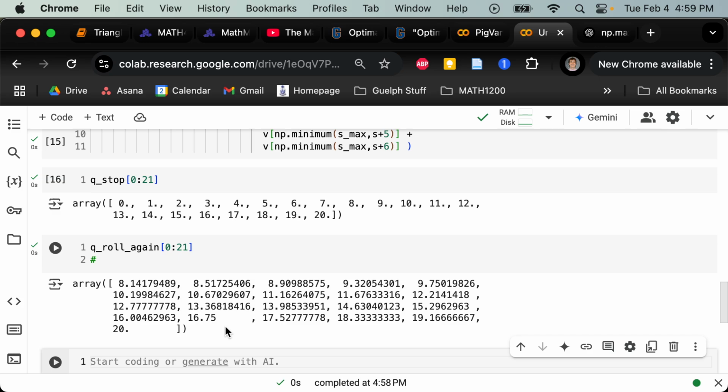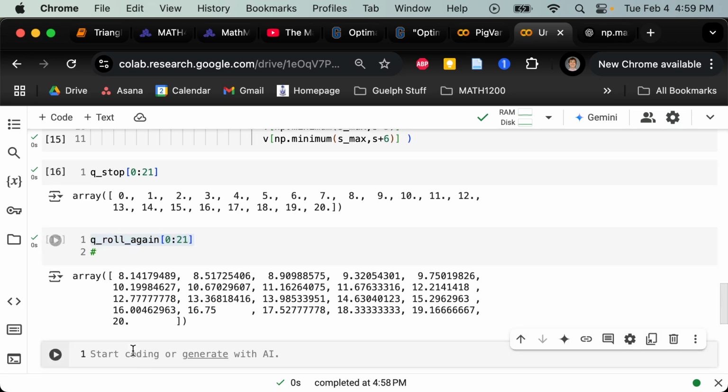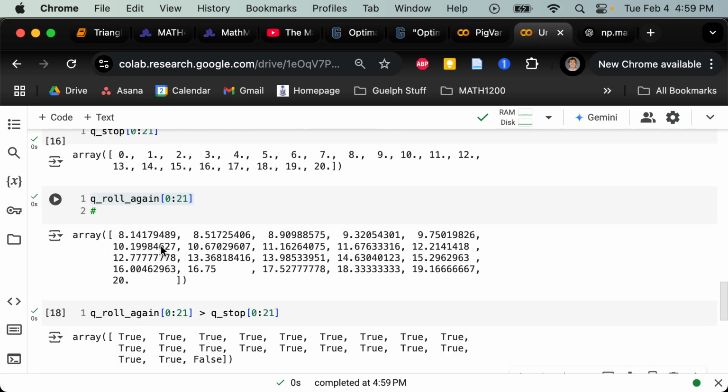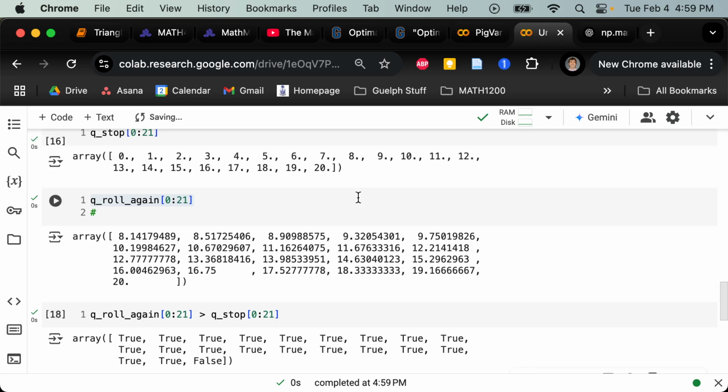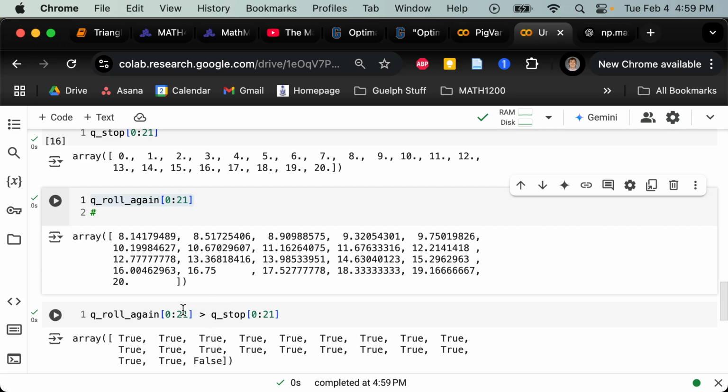If you're at state 3 and you choose to roll again, you actually get $8.5. So it's better to roll again than to stop. So you want to know what's the optimal action, you can write down when is Q roll again greater than Q stop. And this will be an array of ones and zeros. And it'll say, look, it's better to roll again here. It's better to roll again there. True, true, true, true, true. All the way up to line 20, it is not better to roll again than to stop in position 20. And that's because they're equal. They're both 20.